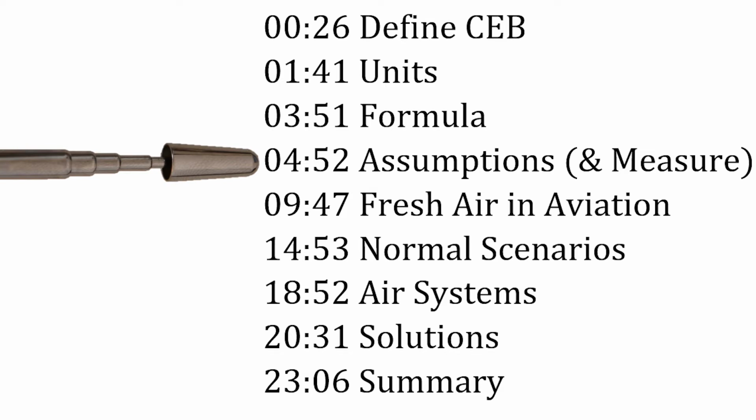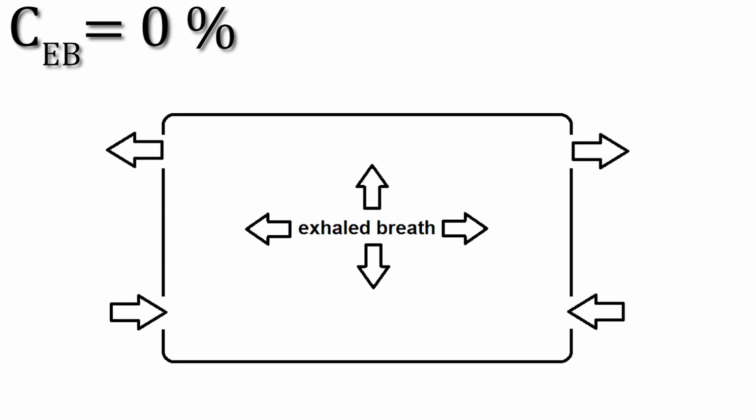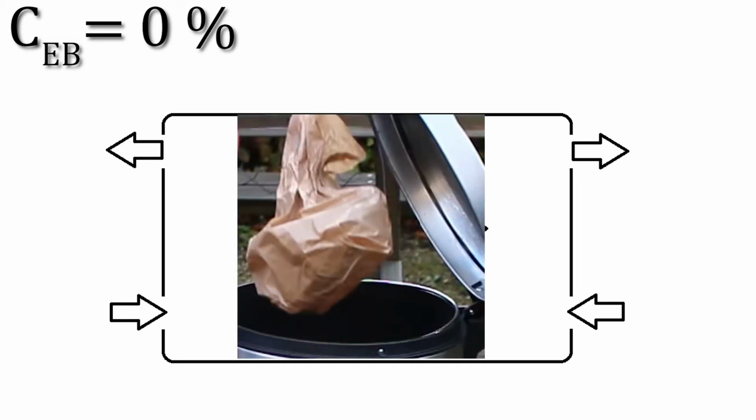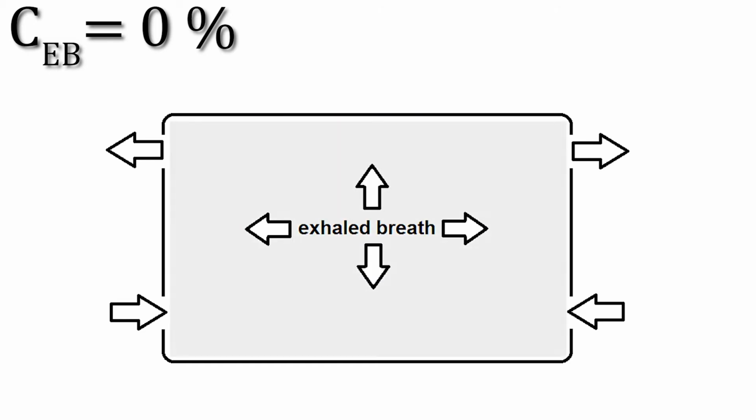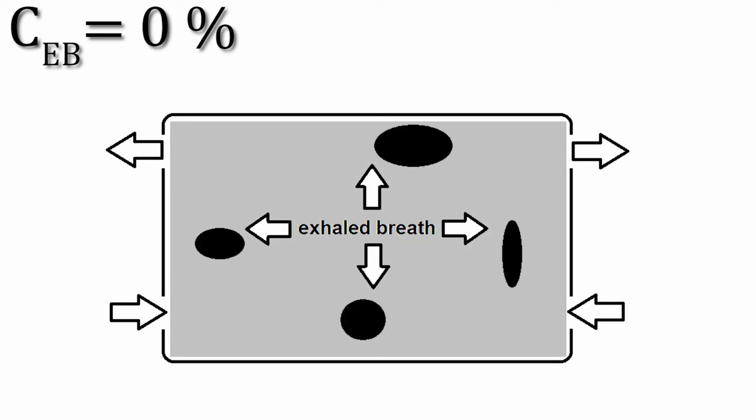Assumptions. I will get through these quickly. First assumption, uniform distribution. Now, what does that mean? That means I am not doing any fluid dynamics or airflow modeling. I am simply asking the question, is the exhaled breath in the room or not? If the exhaled breath is in the room, it distributes throughout the room, it is uniformly distributed throughout the room, and is not concentrated in any one place.